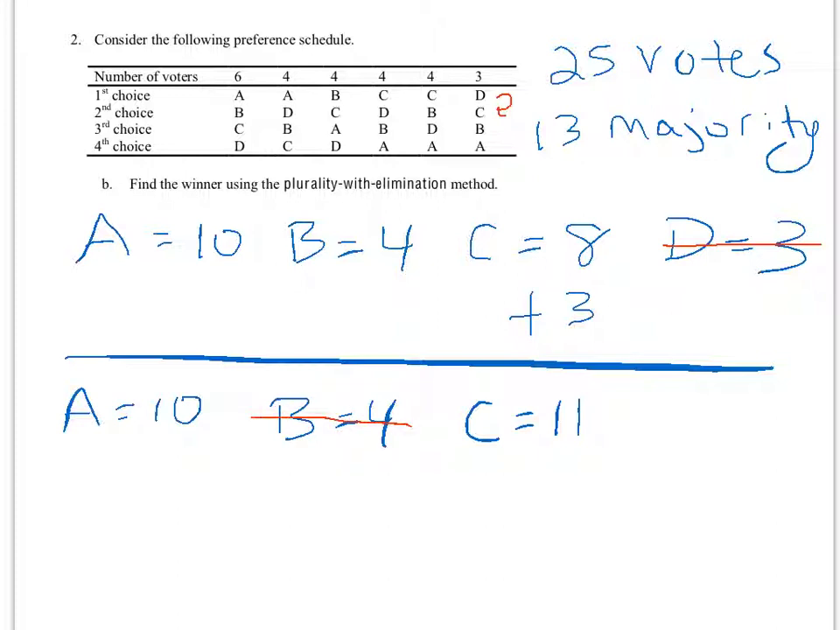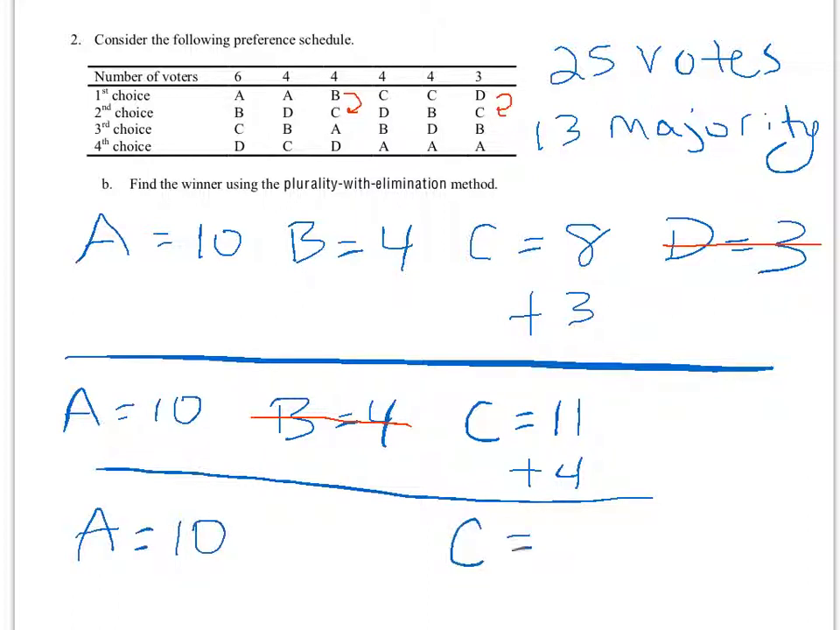And we have to look to the preference schedule to determine who would get B's votes. So if we look at the column that has B in first place, there are 4 votes there. Those 4 people would have voted for C if B wasn't an option. So I'm going to give all 4 votes that would have gone to B to C. And that leaves me with A having 10 votes and C with 15 votes.